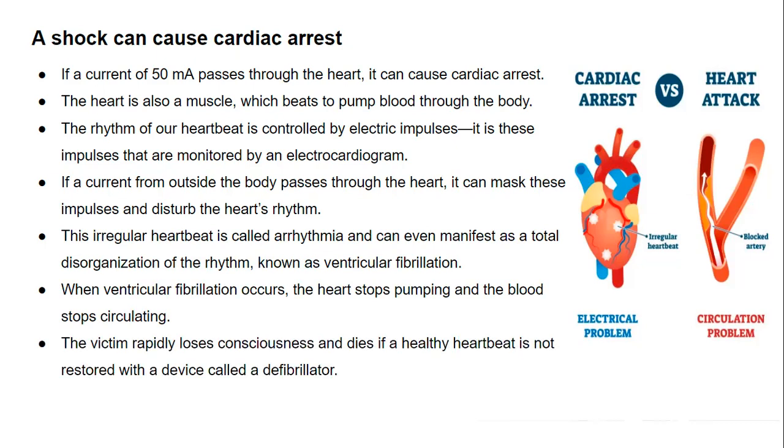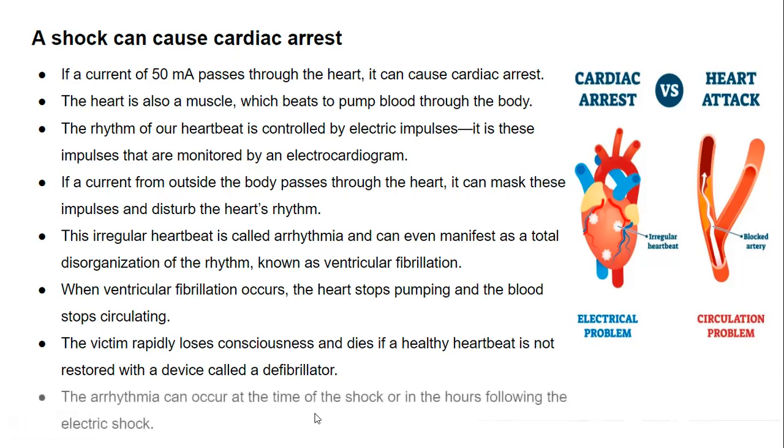The victim rapidly loses consciousness and could die if a healthy heartbeat is not restored immediately using a device known as a defibrillator. The arrhythmia can occur at the time of the shock or in the hours following the electric shock. So that could range from a few seconds to several hours after the shock.